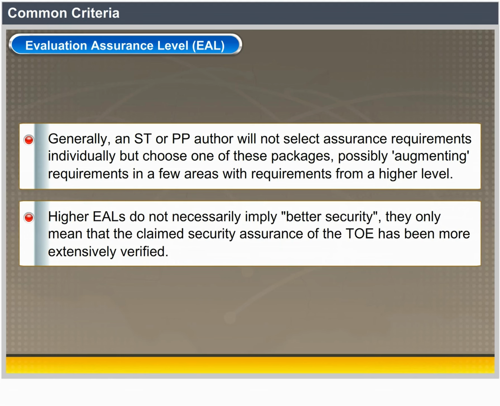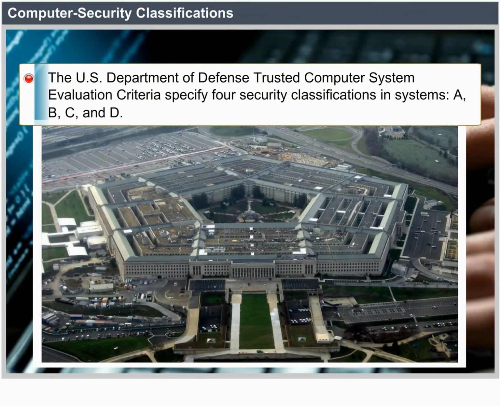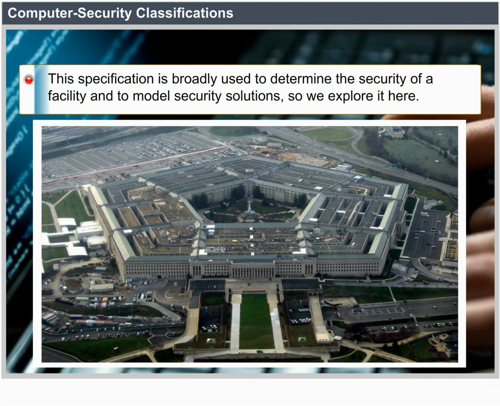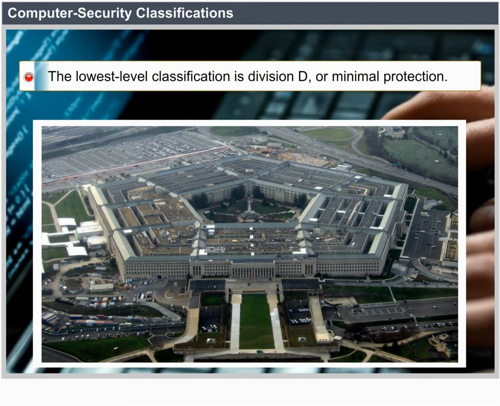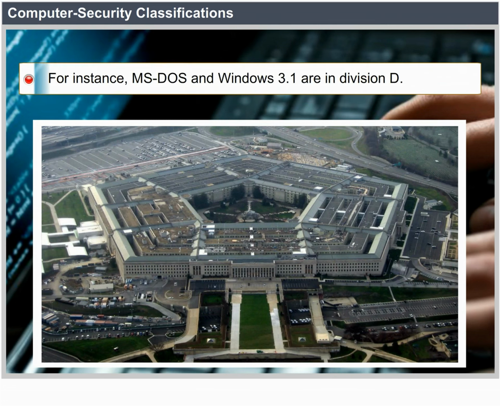Computer Security Classifications. The U.S. Department of Defense Trusted Computer System Evaluation Criteria specify 4 security classifications in systems: A, B, C, and D. This specification is widely used to determine the security of a facility and to model security solutions, so we explore it here. The lowest level classification is Division D, or Minimal Protection. Division D includes only one class and is used for systems that have failed to meet the requirements of any of the other security classes. For instance, MS-DOS and Windows 3.1 are in Division D.